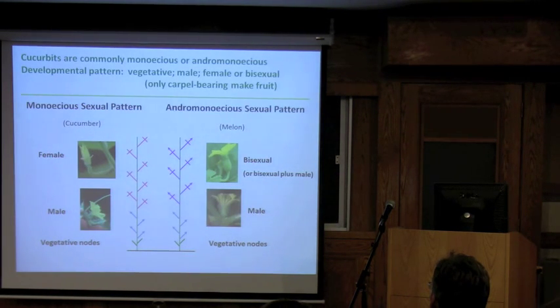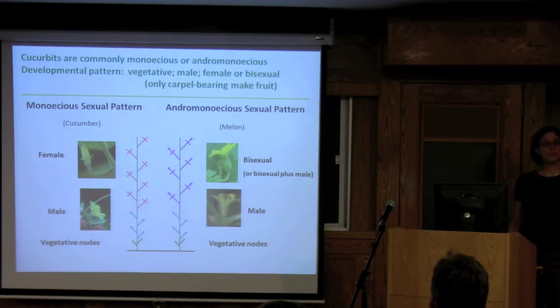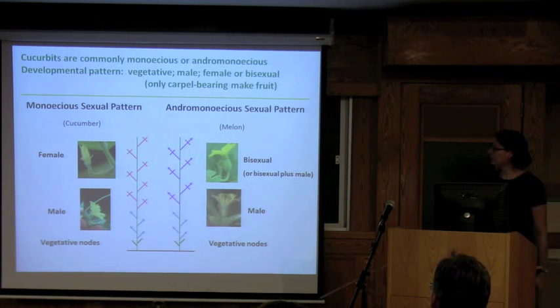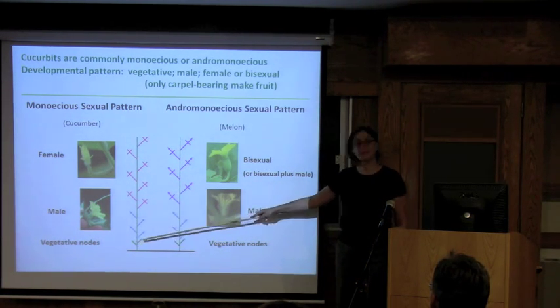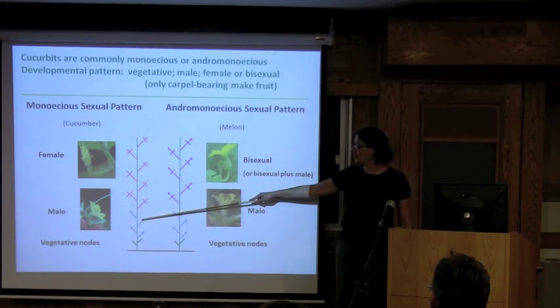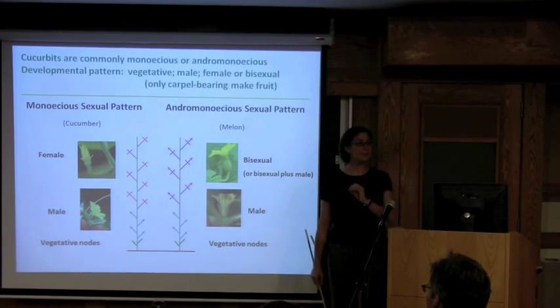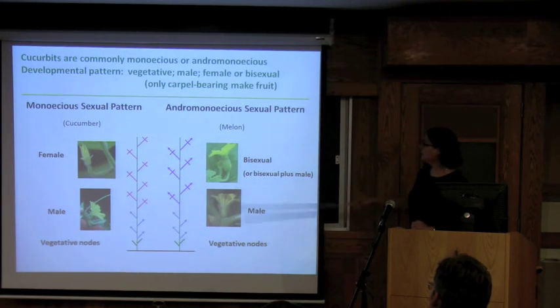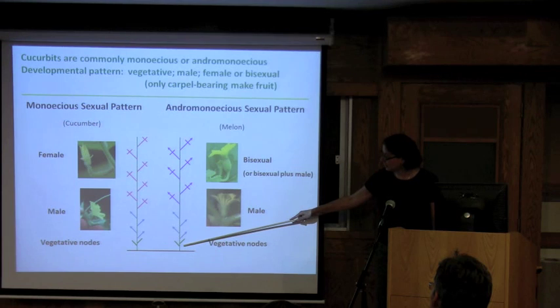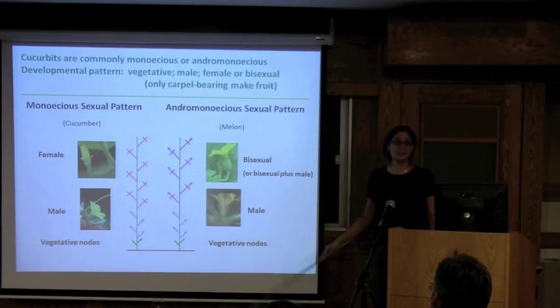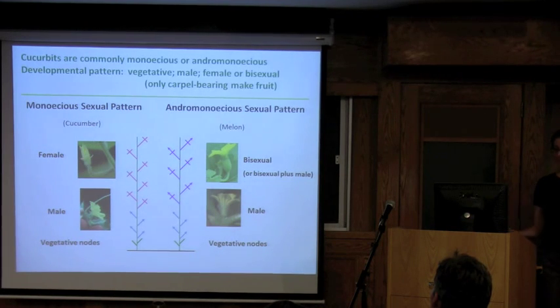Now, cucurbits are typically either monoecious or andromonoecious. Monoecious means you have separate male and female flowers on the same plant. Andromonoecious would be you have male flowers and bisexual flowers on the same plant. In addition, there tends to be a developmental pattern for expression of these sex phenotypes. So if we're looking at cucumber, which is monoecious, you would begin with a series of vegetative nodes along the main stem, followed by nodes that produce only male flowers, followed by nodes that produce both male and female flowers. On the other hand, for the andromonoecious melon, analogously, you would have vegetative nodes, male nodes, and then nodes that produce a combination of bisexual plus male nodes.